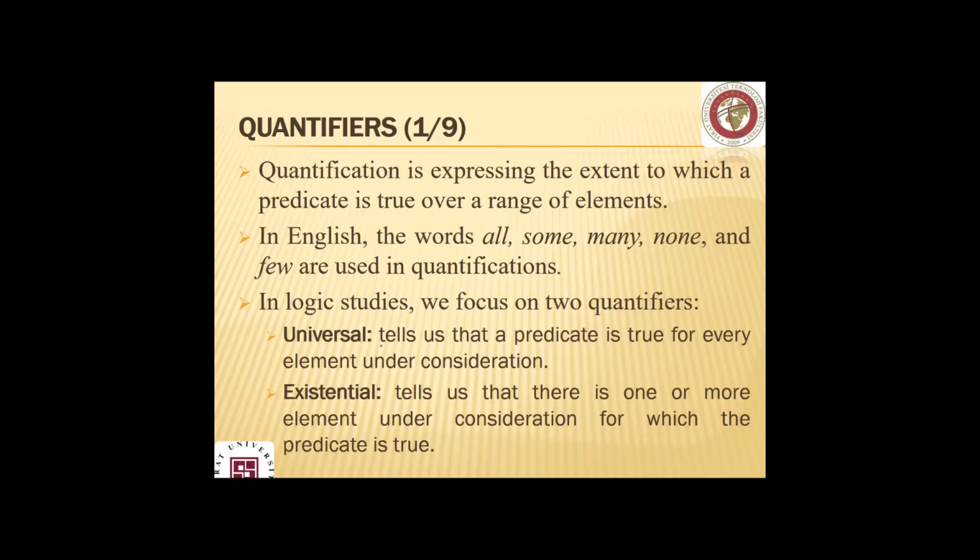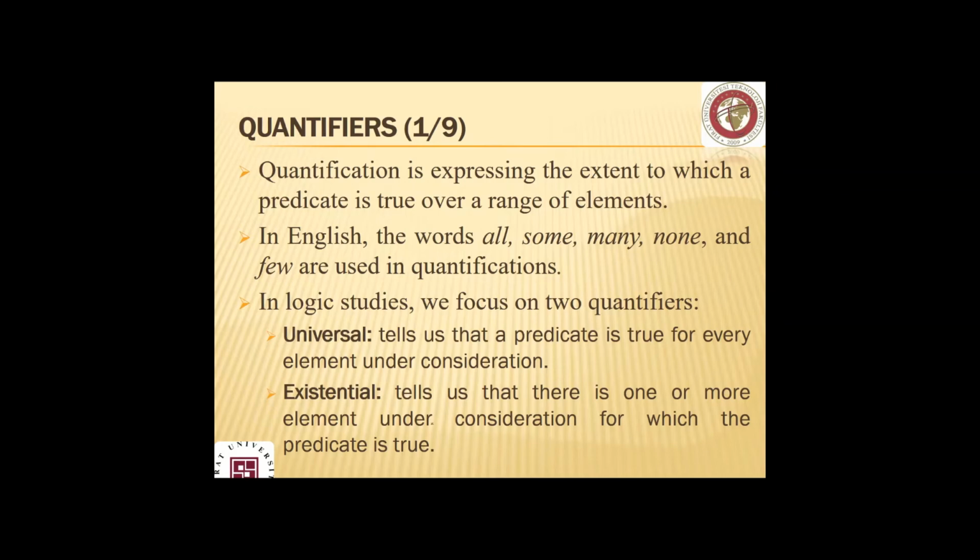Yet we will explain about them in a while. Just consider that our class, this discrete mathematics, is a set. So when I say every student or all students in my class, this is universal. We speak about each and every one. Existential tells about at least one.